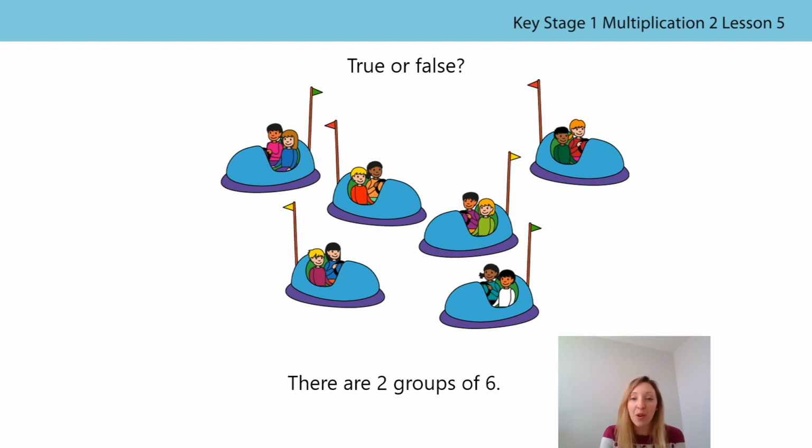Now we've got a true or false question, and true or false questions can be a little bit tricky. Are you up for the challenge? I thought you would be. So the sentence says there are 2 groups of 6, and we need to decide, is that true or is it false? In our last example with the boats, we only needed to count how many equal groups we had, but this time we need to think about how many children are in each group too. It's a little bit trickier, isn't it?